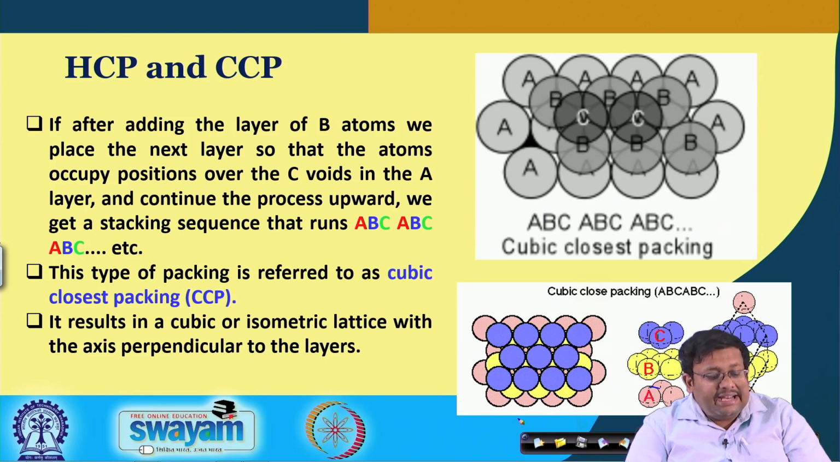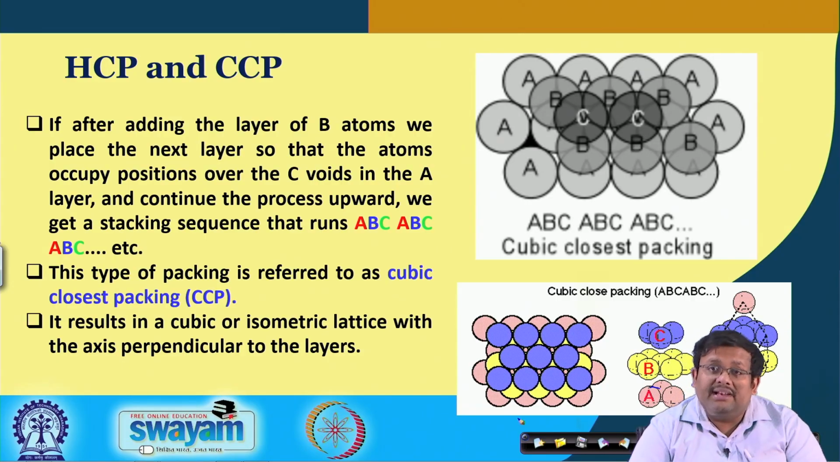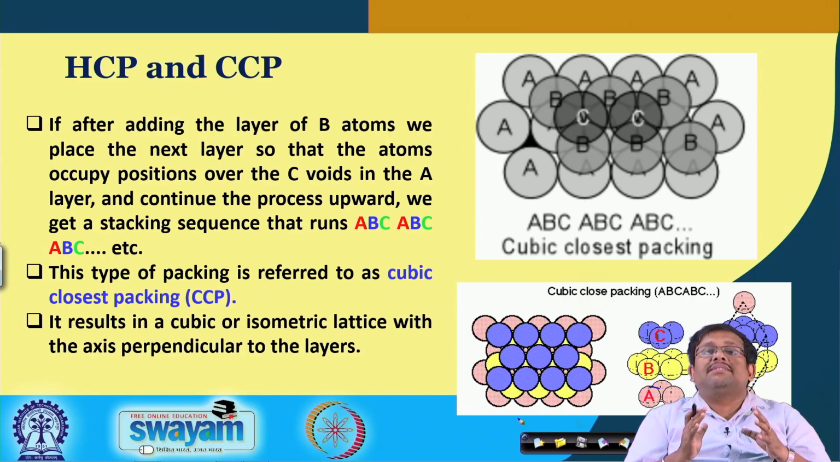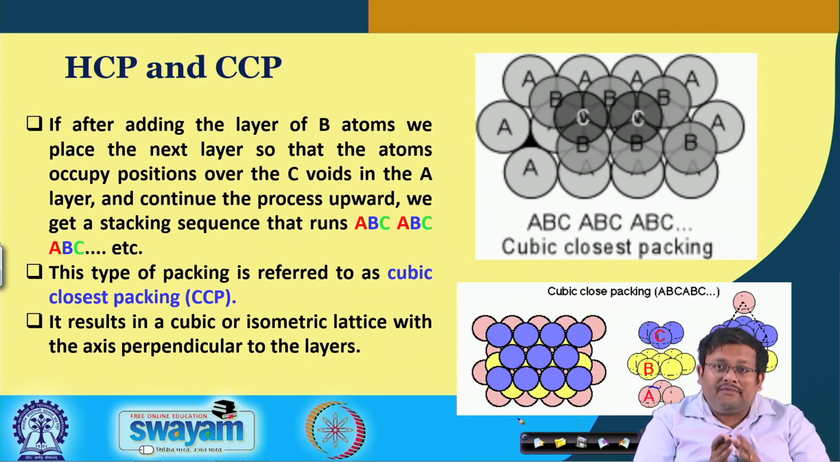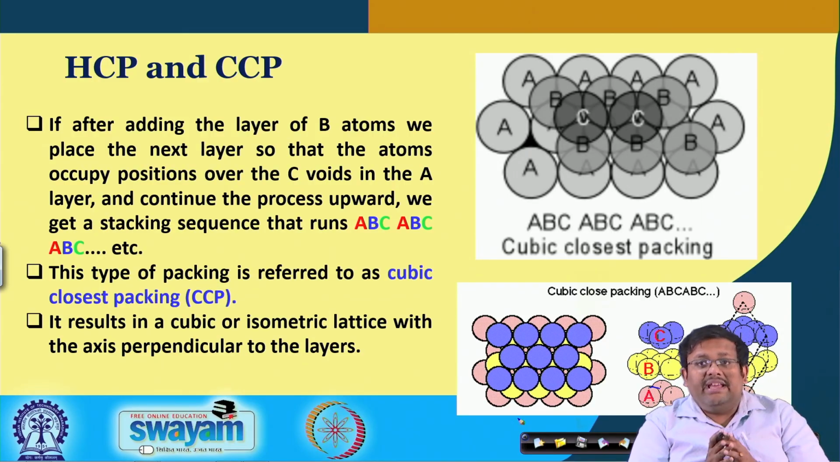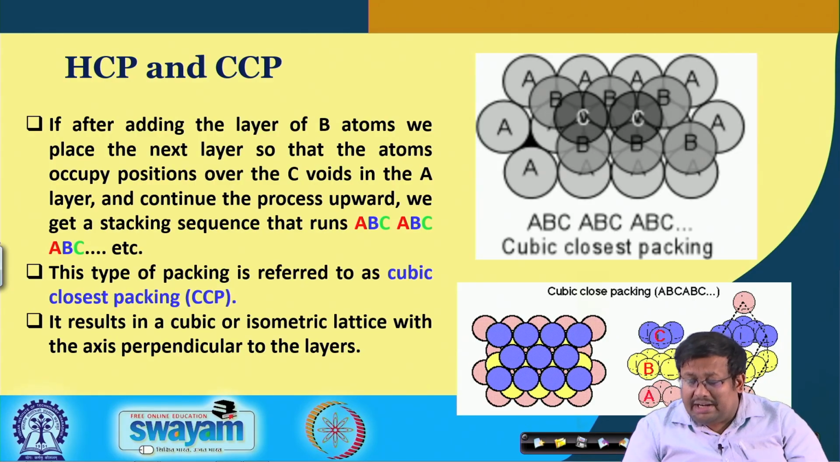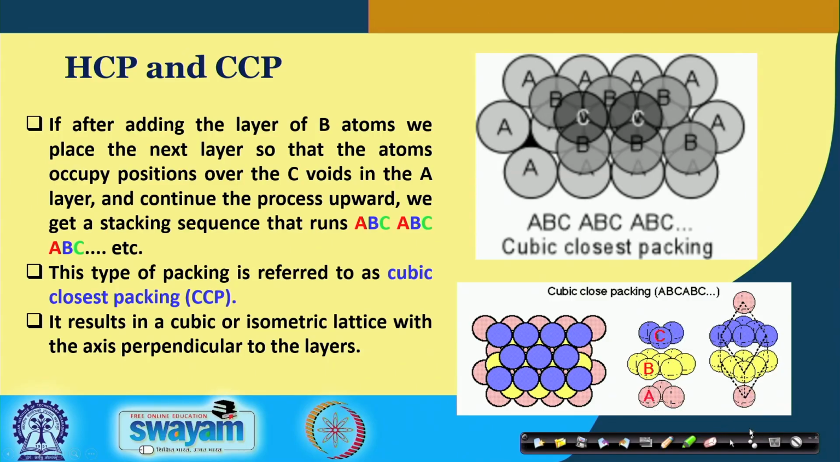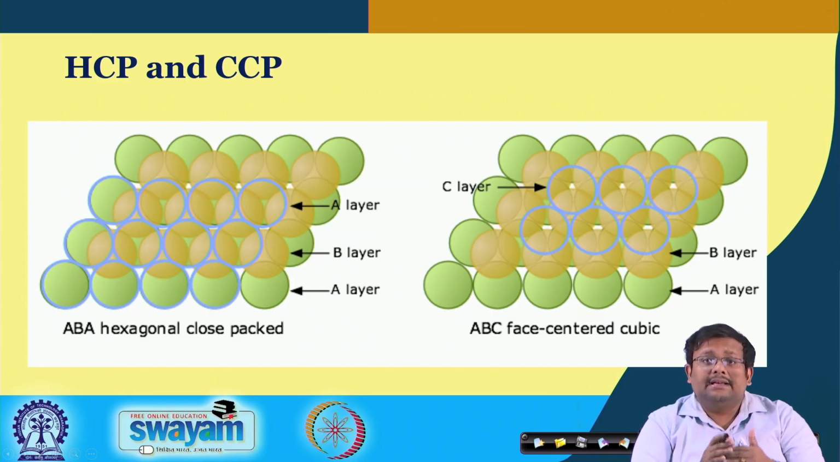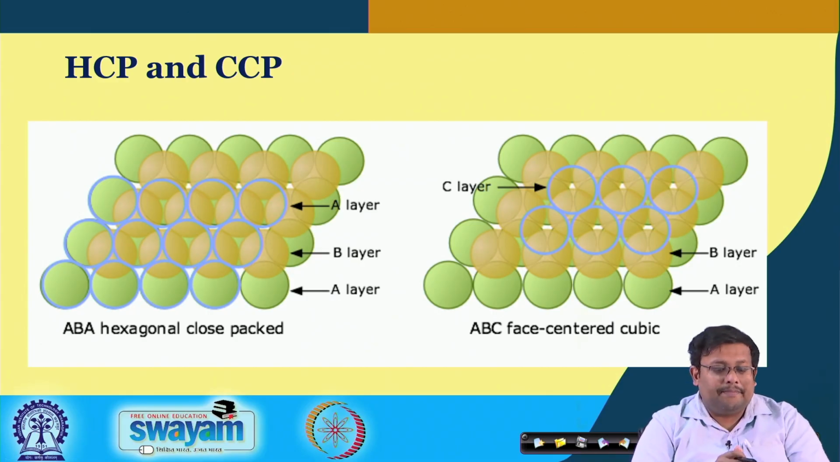So, it results in a cubic or isometric lattice with the axis perpendicular to the layers. Now we have seen the 12-fold coordination. What is a 12-fold coordination? Then hexagonal closest packing and cubic closest packing. So, let us move ahead and see them side by side.